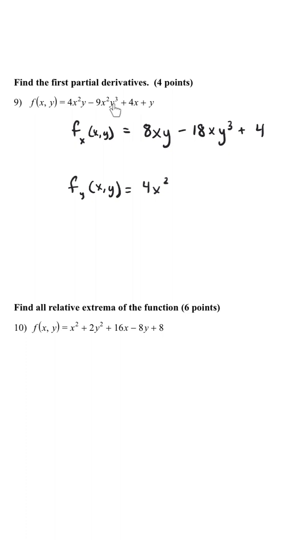For the second term, we're differentiating y to the third. The derivative of y to the third is 3y squared. That 3 is then going to multiply the 9 to make 27. So minus 27x squared y squared. The derivative of 4x, if we're doing a partial derivative with respect to y, is 0 because 4x is a constant. And the derivative of y is 1.